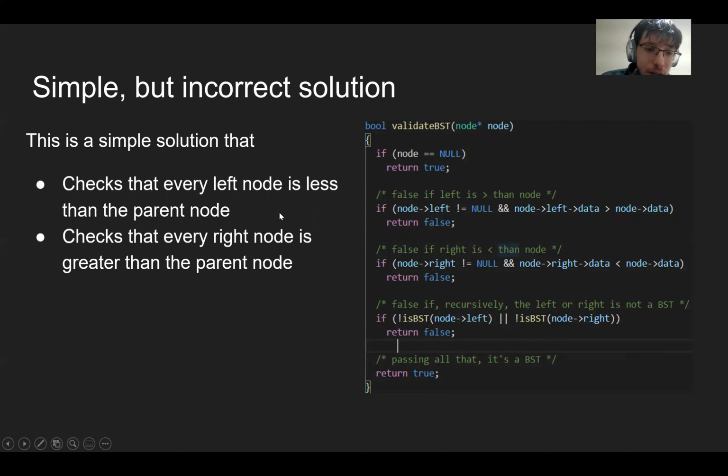Okay, so yeah. In this simple but wrong solution, we check that every left node is less than the parent, and check that every right node is greater than the parent node.